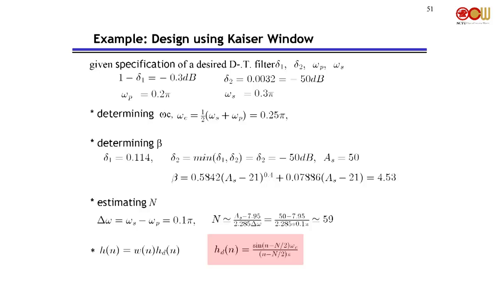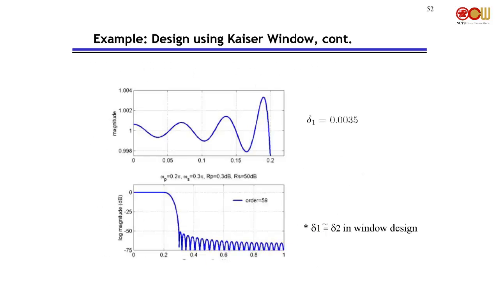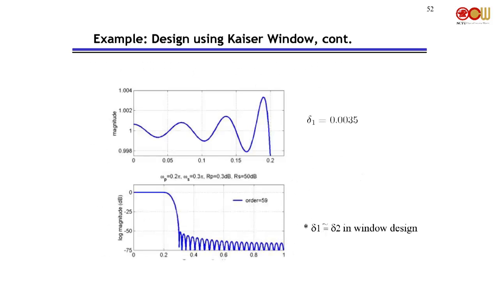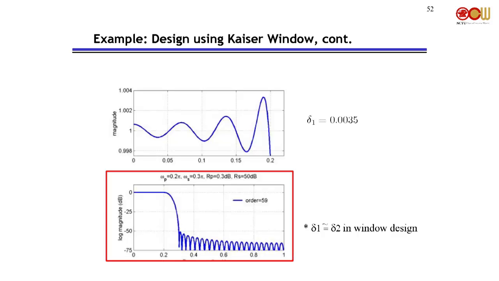And that would be the final filter. Here is the final filter. Here we have delta 1, 0.0035. Remember, delta 2 is 0.0032, right? So the final delta 1 that we have here is 0.0035, because remember delta 1 is similar to delta 2, so the value is close to delta 2. And then we have this final filter.